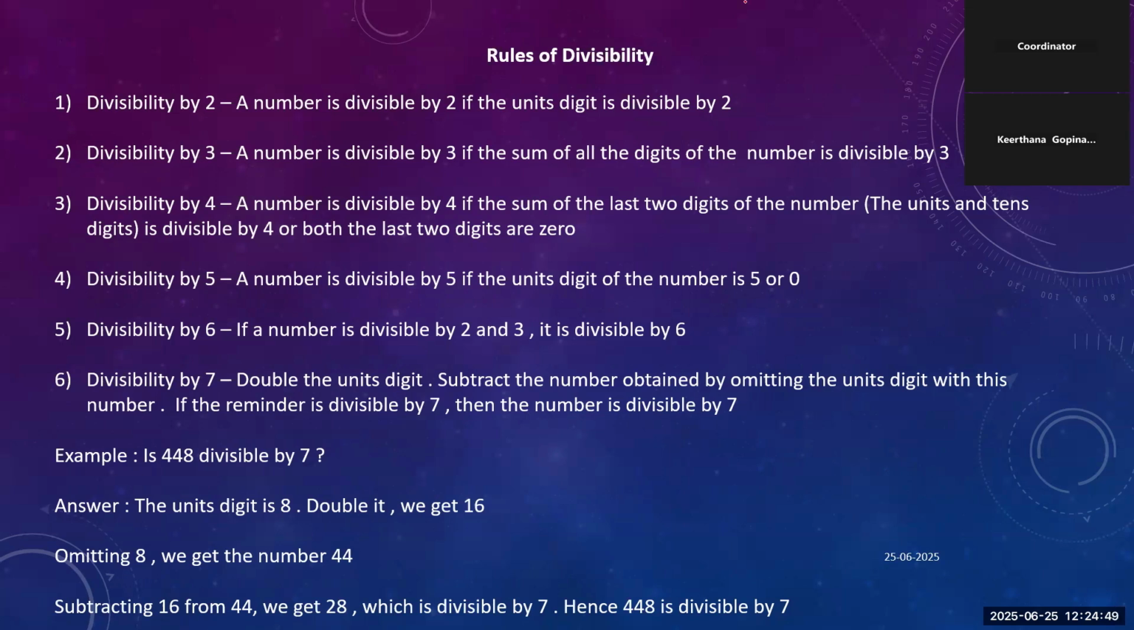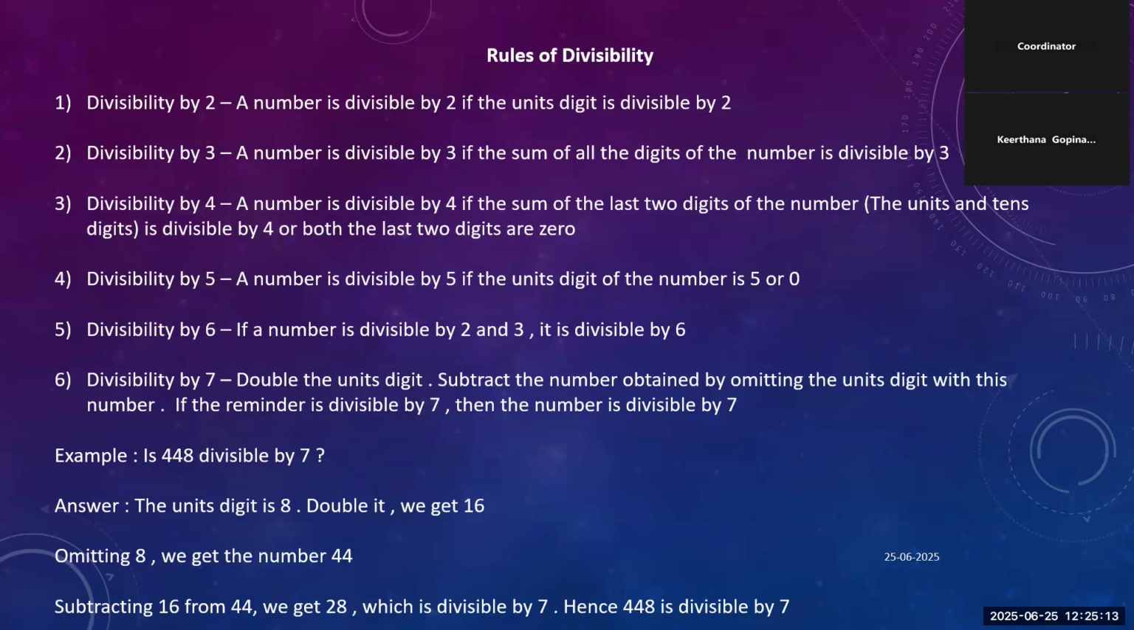Divisibility by 3. If the sum of all the digits of the number is divisible by 3, then that number is divisible by 3. Do you understand what this means? I'll give you a number, 285. Tell me if it is divisible by 3. Yes, sir. It is divisible by 3.